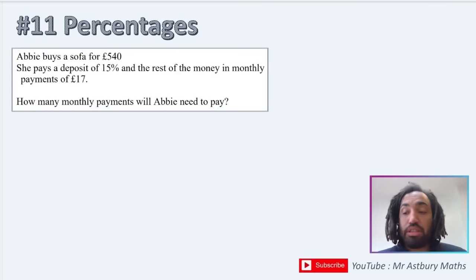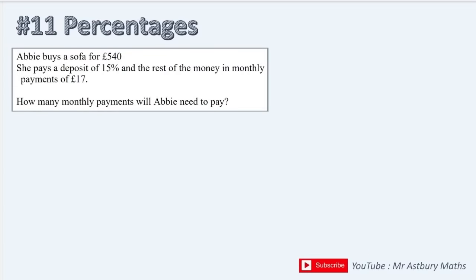11, percentages. Now there are lots of different types of percentages questions. I'm going to go through some examples now. This question here, we need to work out what 15% of 540 is. So 15 divided by 100 is 15%, which is 0.15. I can do 0.15 multiplied by 540, and this gives me 81.